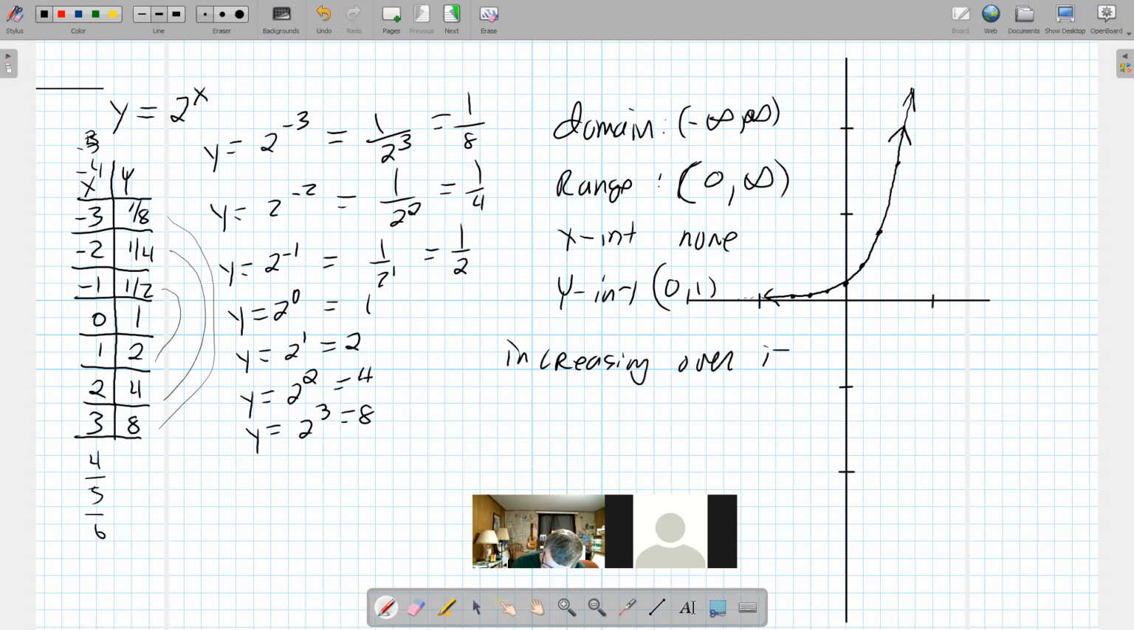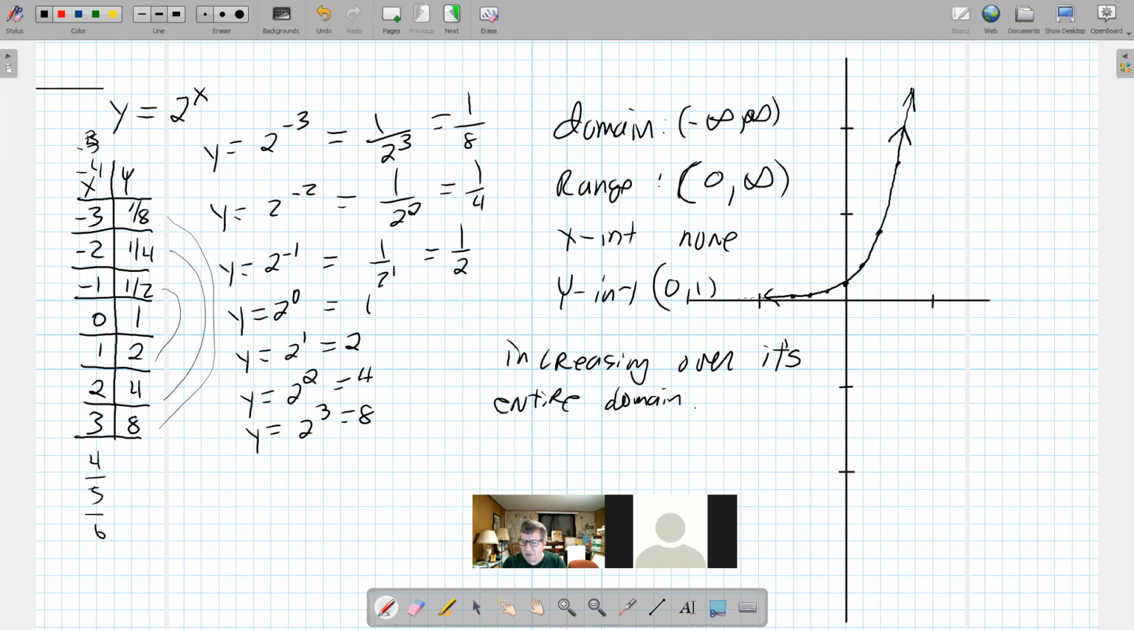over its entire domain. Okay, so the domain is all real numbers. The range is greater than 0. There are no x-intercepts. The y-intercept is at (0, 1). It's increasing over its entire domain.